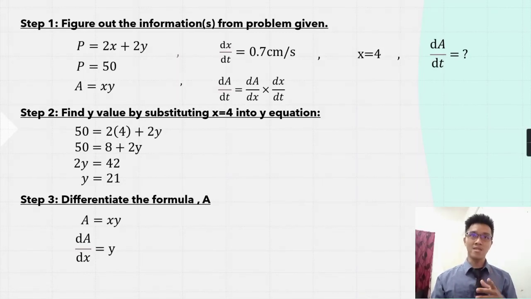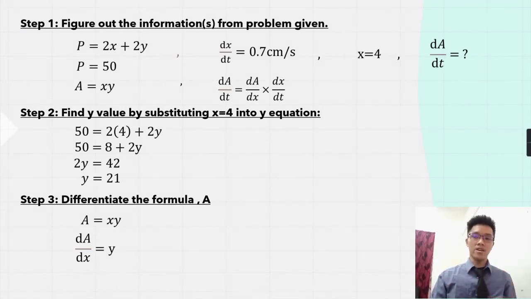Then the question asks for dA over dt, so the formula is dA over dt equals dA over dx multiplied by dx over dt. Step number 2, find the y value by substituting x equals 4 into the perimeter equation. 50 equals 2 times 4 plus 2y, so 50 equals 8 plus 2y, which means 8 goes to the other side, giving 42. Then divide by 2, so y equals 21.